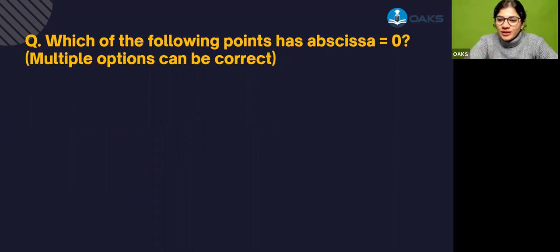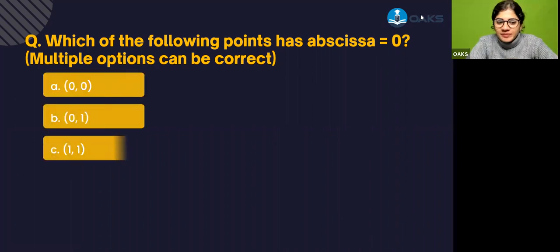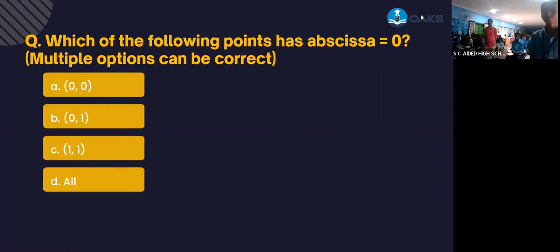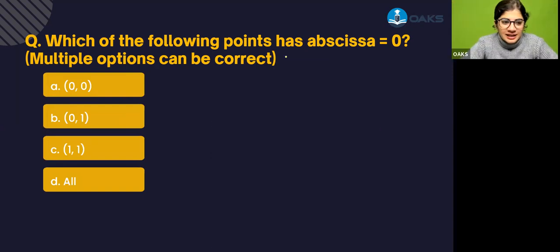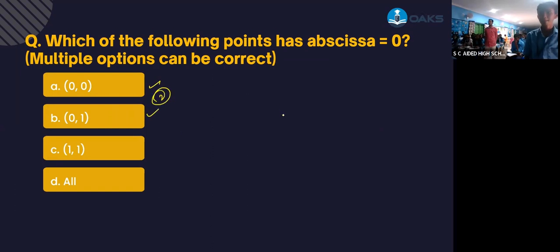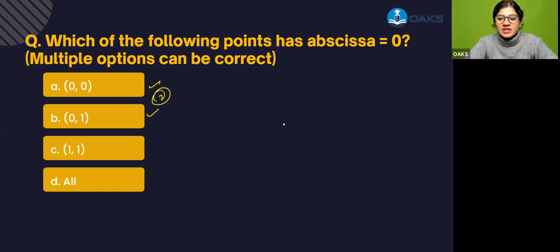Which of the following points has abscissa equal to 0? So you have to earn your points, okay? Your school has lost 2 points. Multiple options can be correct. Here are your options. A, B. Okay. So school 2 has answered A and B. You can sit down. Thank you so much.